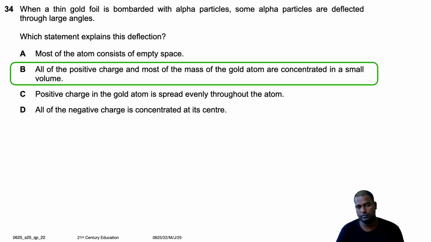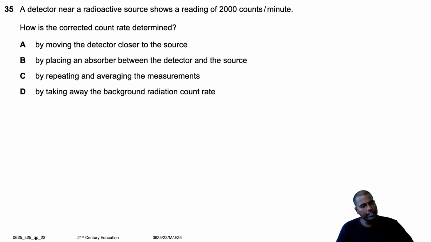Okay. A detector near a radioactive source shows a reading of 2000 counts per minute. How is the corrected count rate determined? By subtracting the background radiation count rate. So it's D.